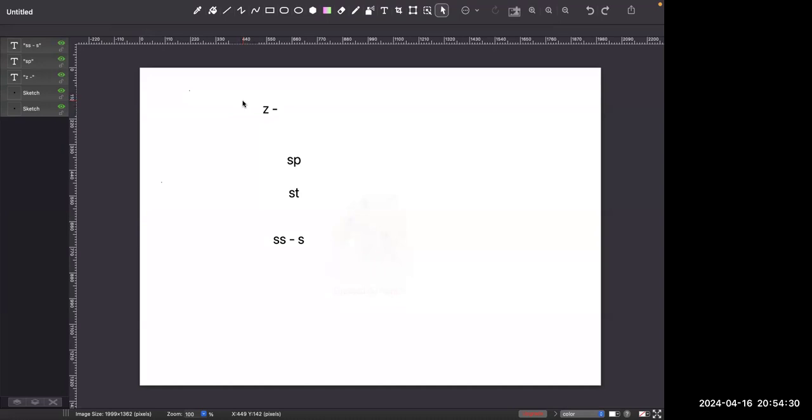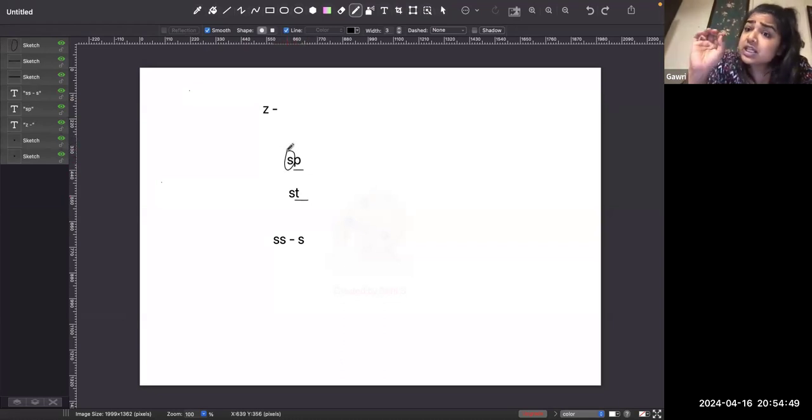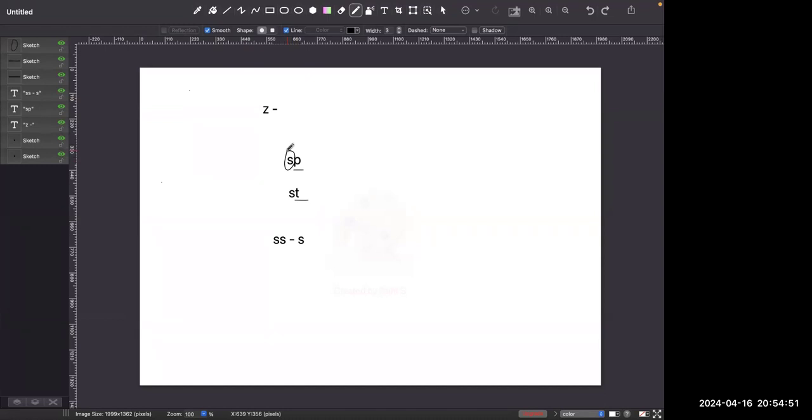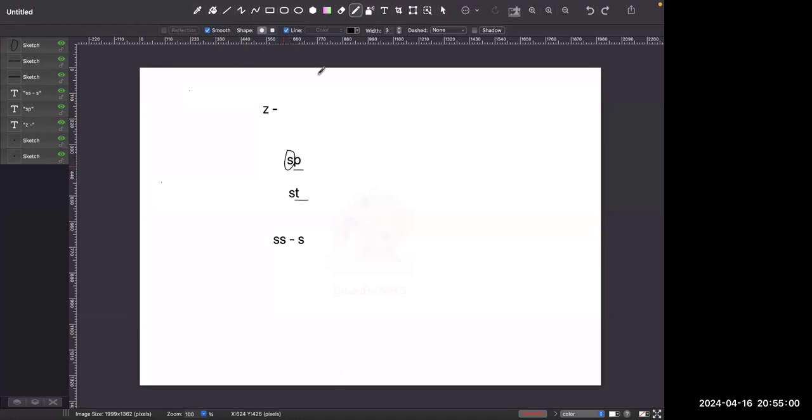Sorry, can you repeat the SP and ST pronunciation? Yes, Ashwini, whenever after S you see P or T, in these two cases, this S will be pronounced as sh. Whenever after S, P comes or T comes, then S is pronounced as sh.